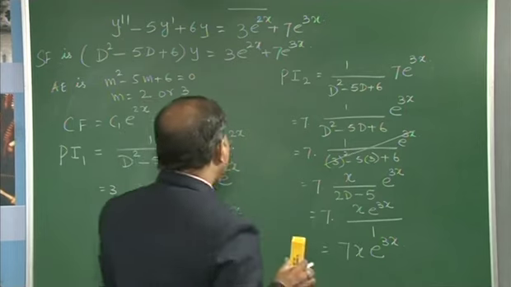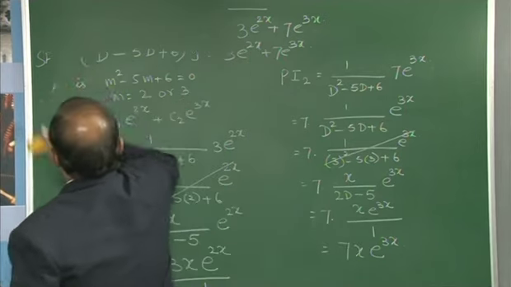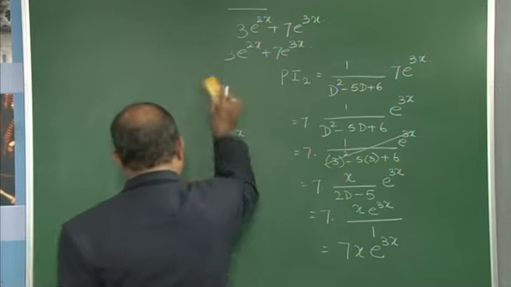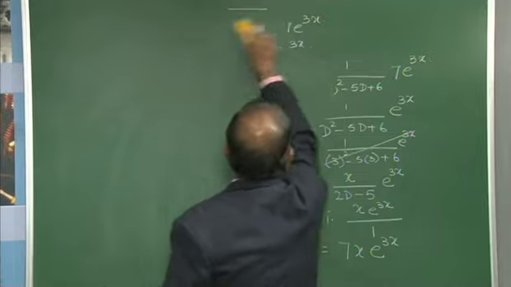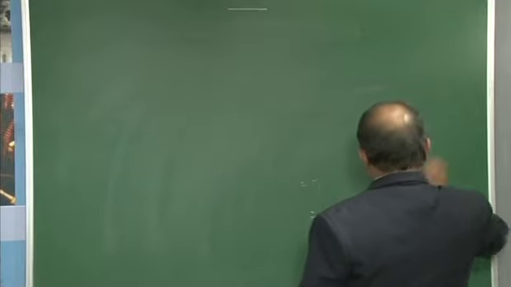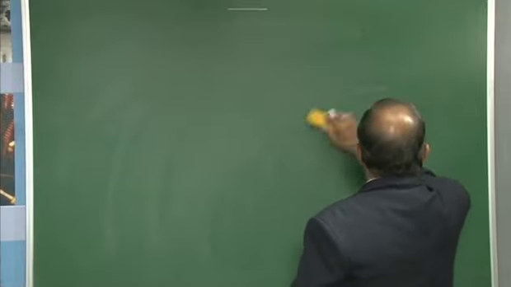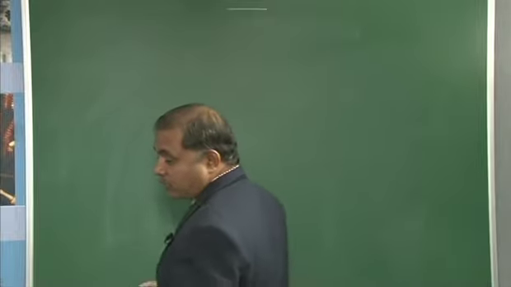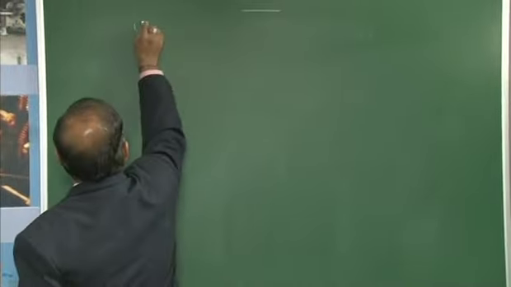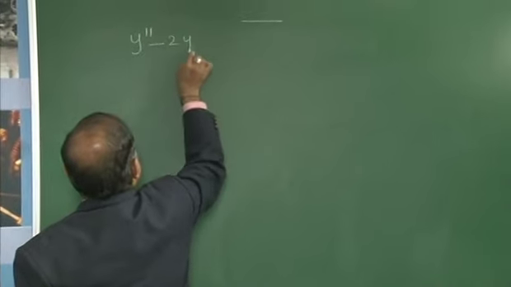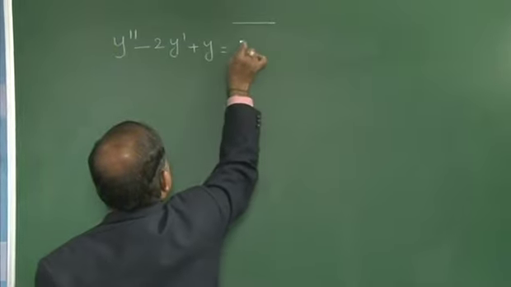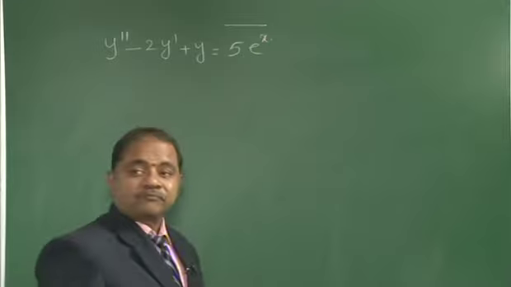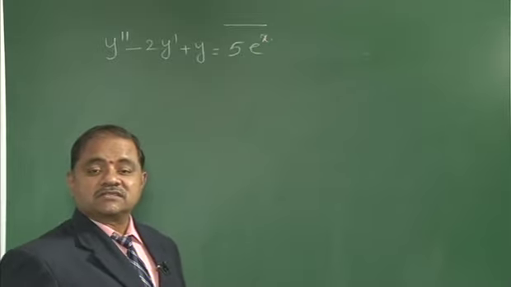Now, one more example. You may ask, sir, how many times may it become 0? It is left to the problem, okay? But you remember the procedure: you multiply by x and differentiate the denominator, as many times as it becomes 0. The next problem: y double dash minus 2y dash plus y equals 5 e power x. One more problem, 5 e power x.